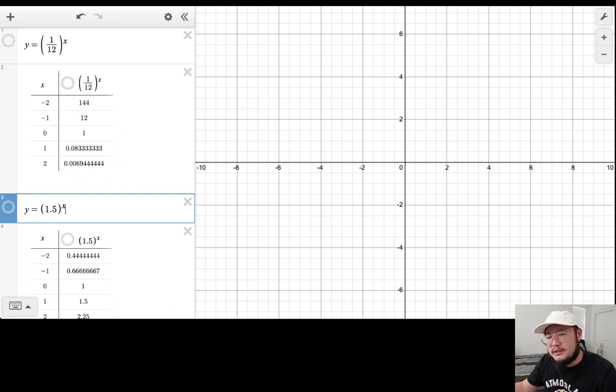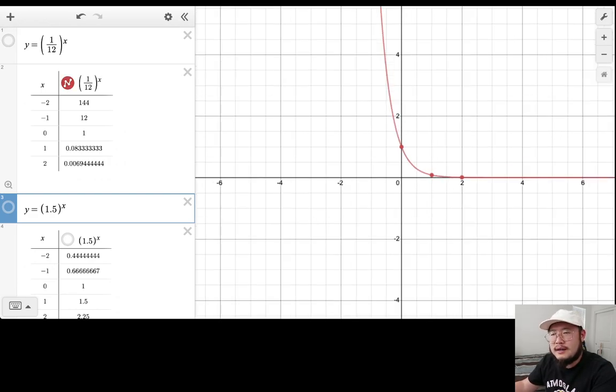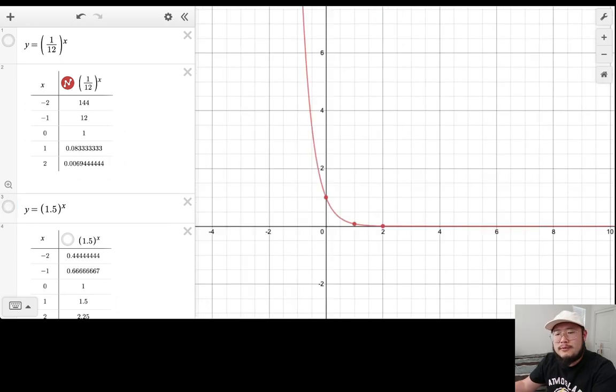Let's see what it looks like. It's supposed to be going down from left to right. Does that happen? It sure does. Let's take a look at it right here, and it went down from left to right. Some of our key points: the first one right here is at 0, 1. You can see that first point there. Remember, another point is at 1, comma, b, which is 1 over 12.